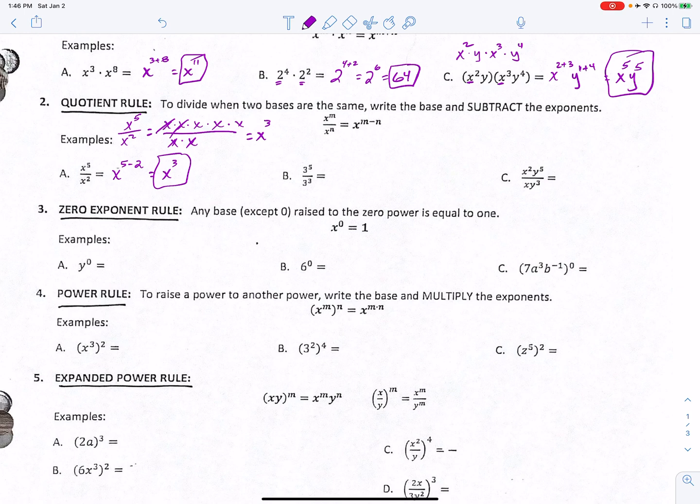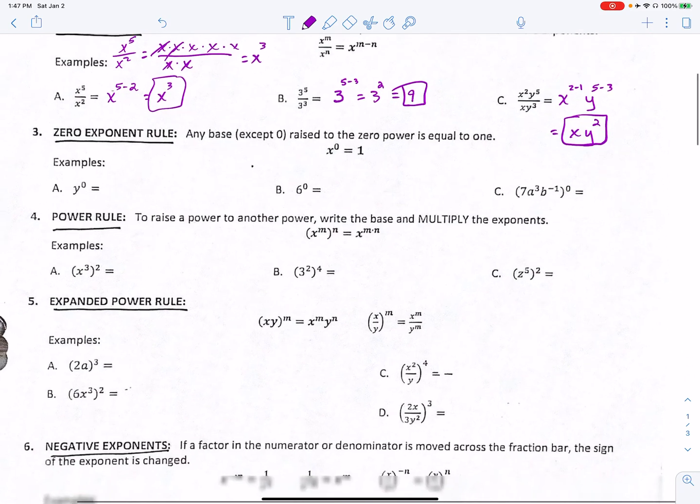In part B, we have a base of 3, and we're dividing, so we're going to subtract the exponents. So 5 minus 3 gives you 3 squared, or we could write that as 9. And in part C, we're dividing both the like bases of x and y, so we can do them one at a time. For x, 2 is the exponent in the numerator, 1 is the exponent in the denominator, so we're going to have 2 minus 1, times y to the 5 minus 3. Subtract the exponents for the like bases that you are dividing, and you end up with x times y squared.